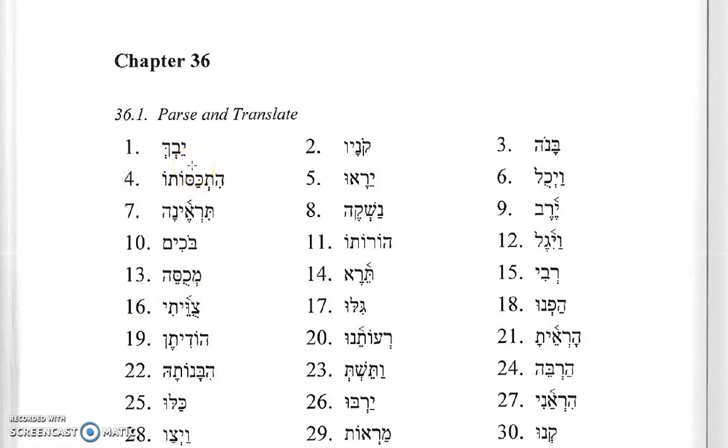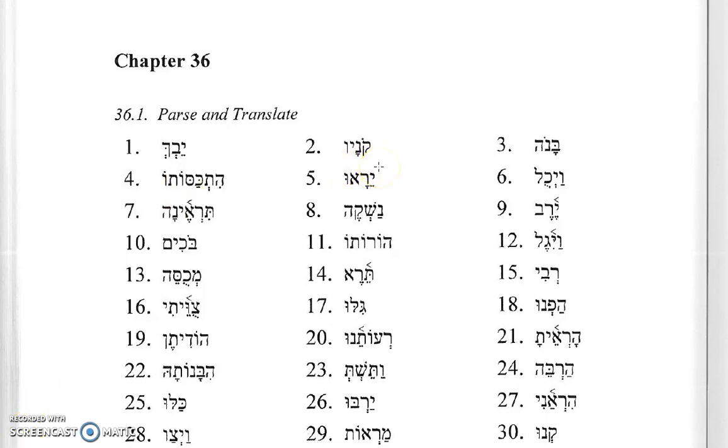So number one, here we have yevk. First of all, we need to pick out the root. The root is going to be bet, kaf, and a hey that's missing, baka. The yod is the preformative, and this is the shortened form, which means it will be the jussive form. Baka means to cry or to weep, and so yevk means let him weep.